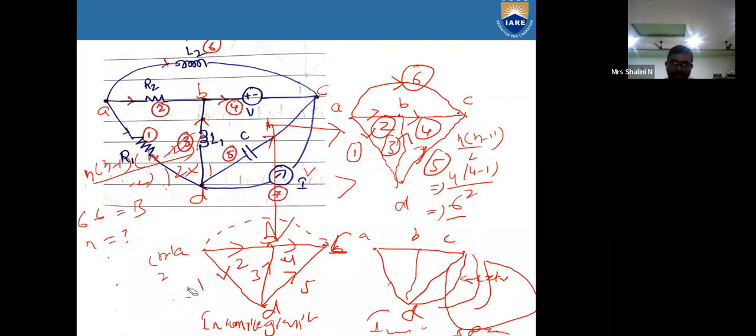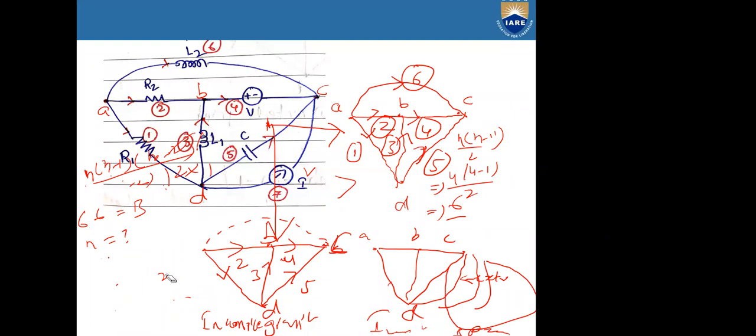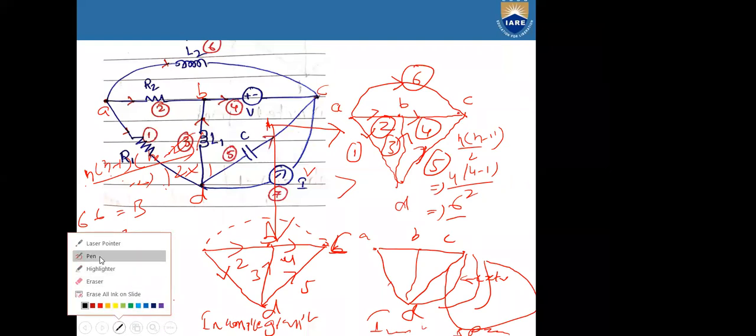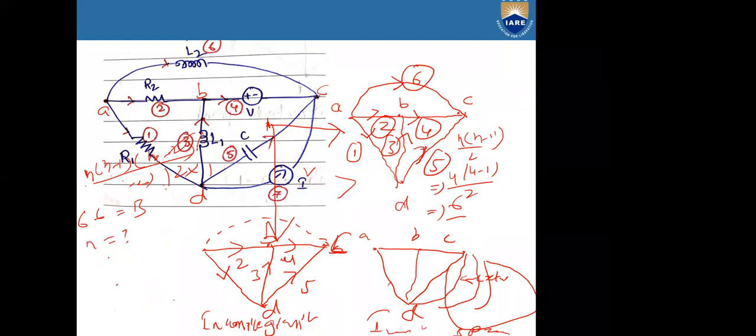All of you silent, why? N factorial by 2. What is the formula for that one? In fact, it is nC2. What is the formula? 12 nodes, sir. 12 nodes. Yes, very good.